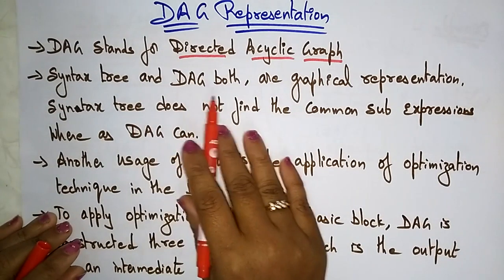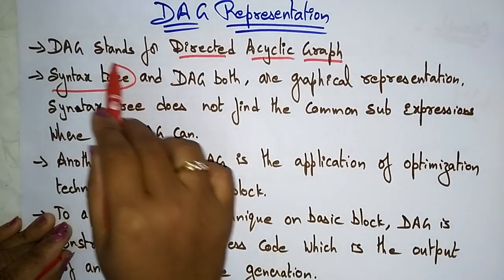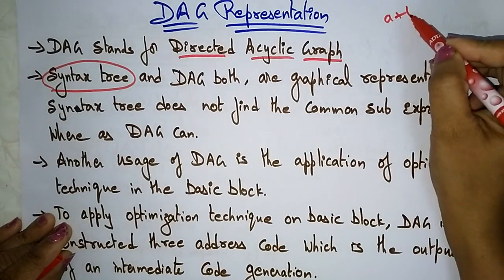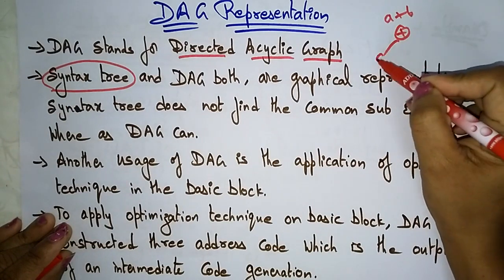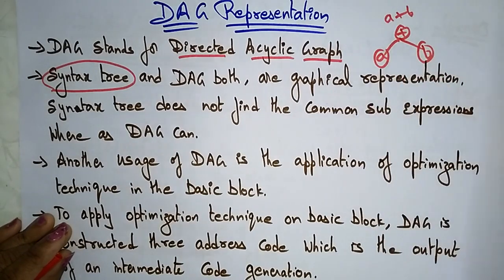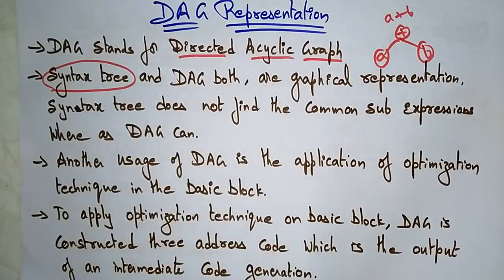Syntax tree and DAG are both graphical representations. You already know the syntax tree, which means the generation of the parse tree. So how are you going to generate it? Suppose if a plus b is there, then plus with children a and b. Like this you construct the parse tree, that is a syntax tree. So what is the main difference between the DAG and the syntax tree?